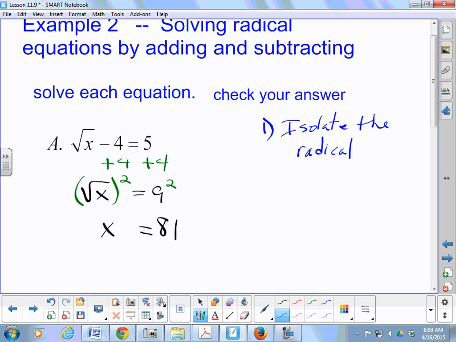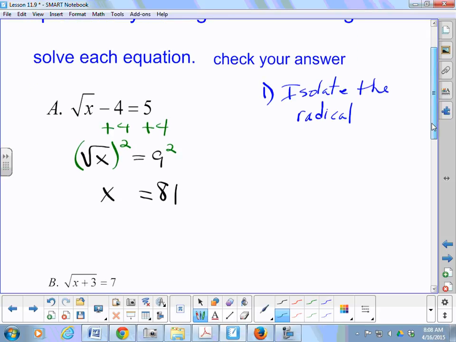So our first step is always going to be to isolate the radical, get it by itself. Whether that means to add or subtract, or in the next example, multiply or divide to get rid of anything else there, or both. Right. So, square root of 81 minus 4, does that equal 5? Square root of 81 is 9. 9 minus 4, does that equal 5? Certainly, 5 equals 5. So it checks.